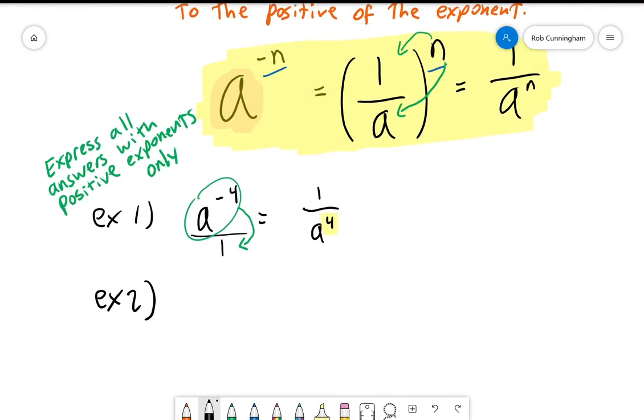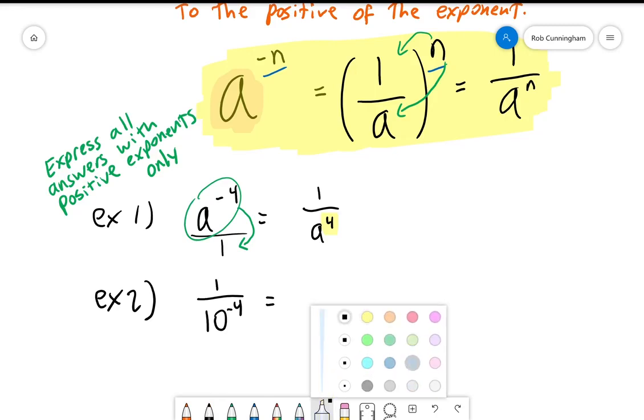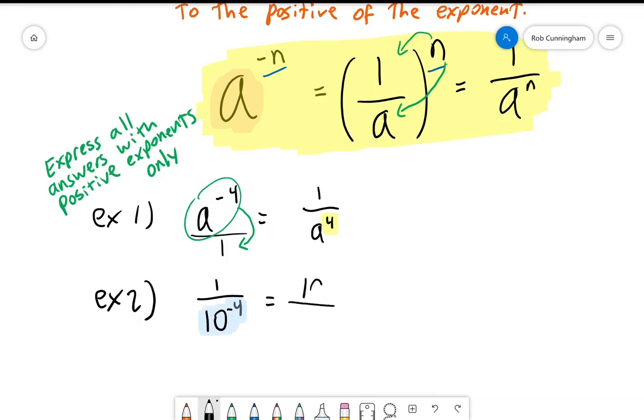Let's do another one. 1 over 10 to the negative 4th. Well, this works backwards as well. At the moment, I have 10 to the negative 4th on the bottom. The reciprocal would be to have it on the top. Again, I move from the denominator to the numerator and change the sign of the exponent. So our answer is 10 to the 4th.